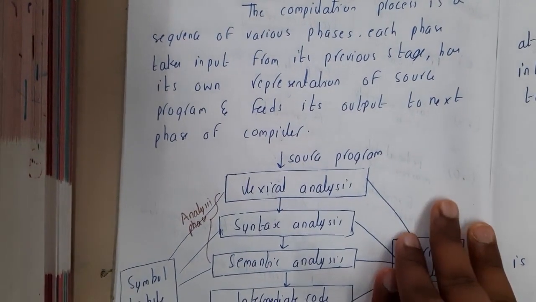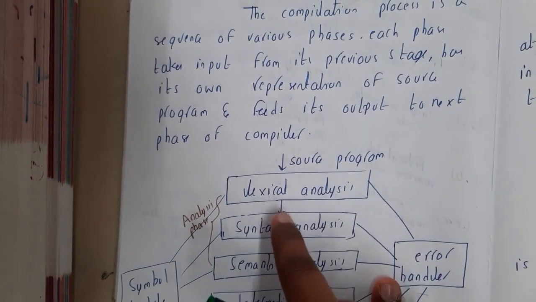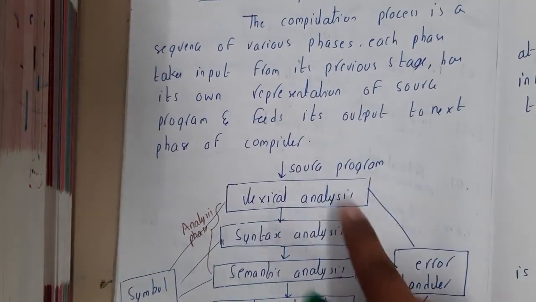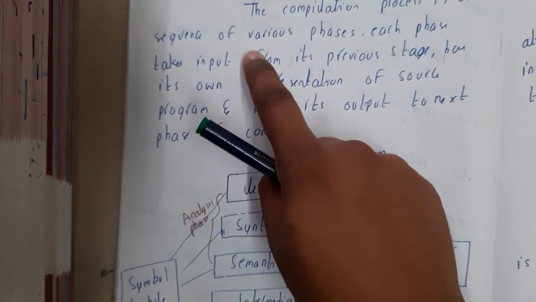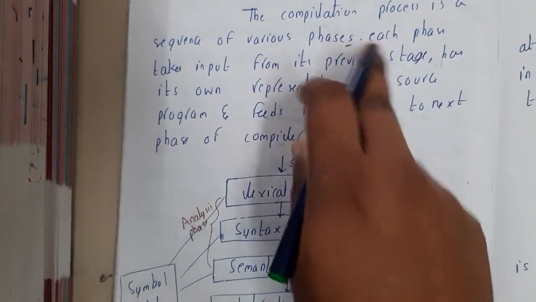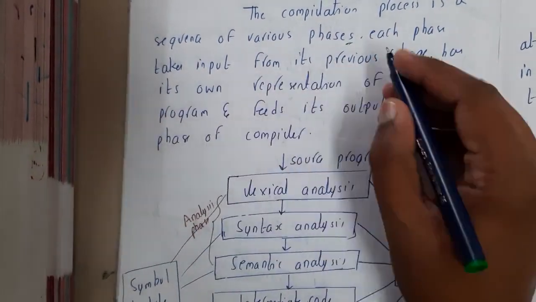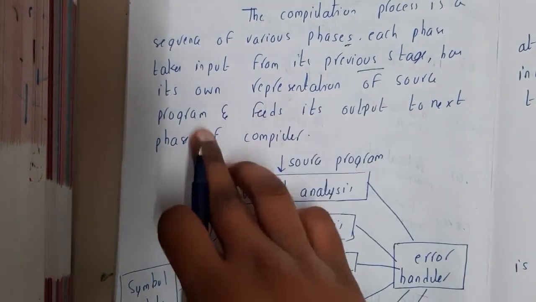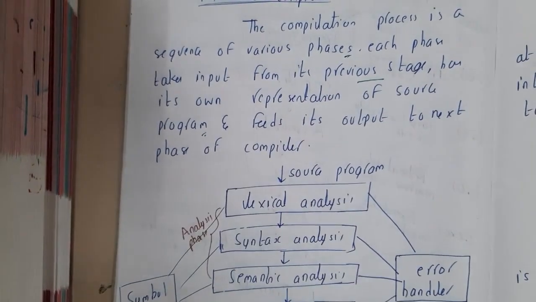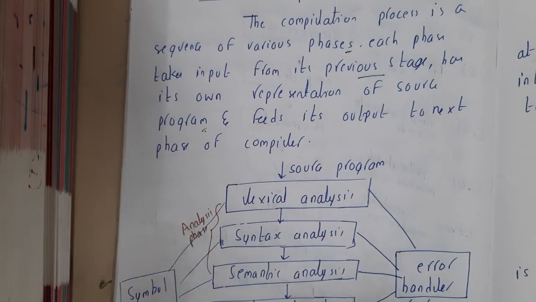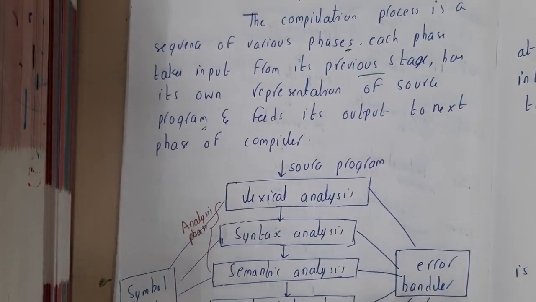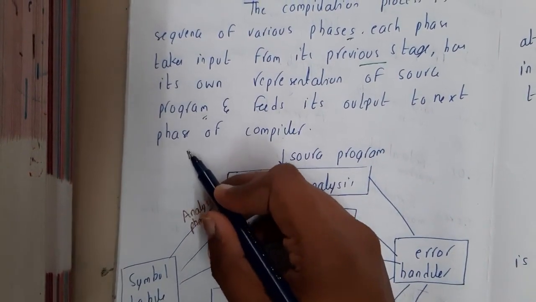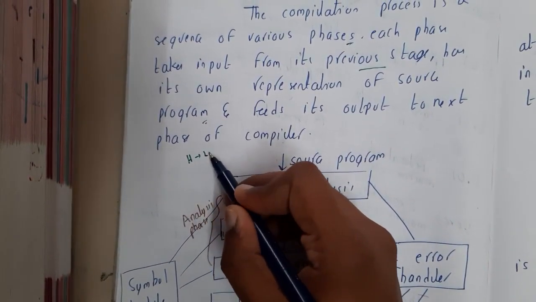So phases of compiler. Even if you observe here, the output of one phase is the input to the next phase, right? In that way, the compilation process is a sequence of various phases. Each phase takes input from its previous stage and has its own representation of the source program. If you understand the concept behind the compilation process, the whole process does one thing, guys. It converts the higher level language to lower level language.